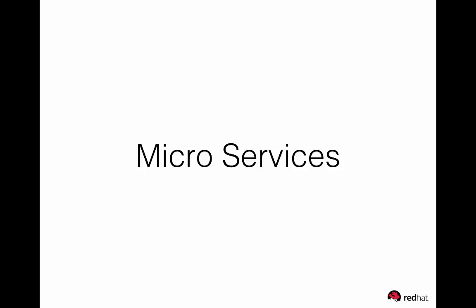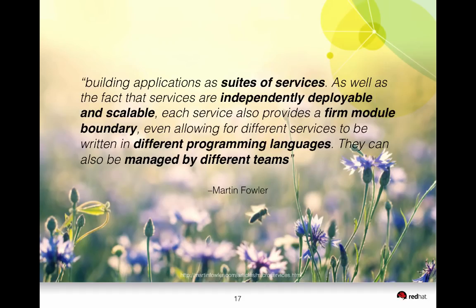So to quickly define microservices, I'm just using Martin Fowler's statement on how he defined microservices. So microservices are building applications as suites of smaller services, right? Each service should be independently deployable, and each service should scale independent of the other services that it works along with, right? And each service has a firm module boundary. That means it exposes specific interfaces so that the other services can depend on that boundary and use it without worrying about the side effects, right?